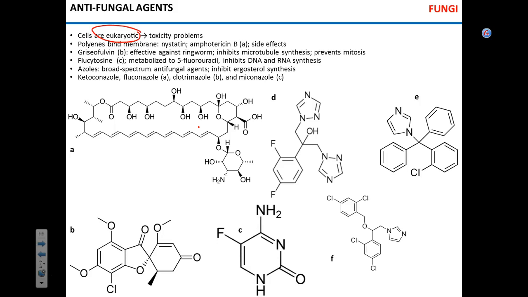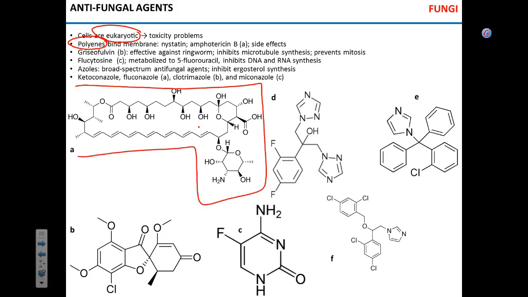So the first group of drugs, and just as with antibacterial, I'm asking about the classes, not the names. The first class are polyene drugs. Polyenes bind and disrupt the membrane. This pretty interesting cyclic molecule is called amphotericin B.